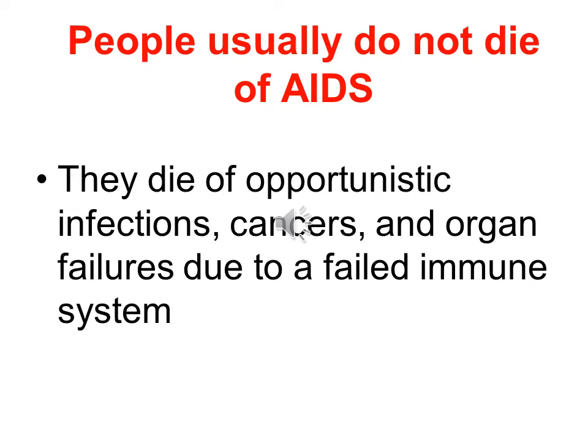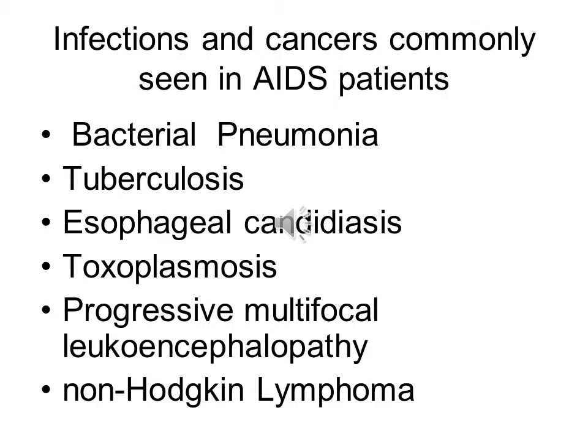People usually do not die from AIDS. They die from opportunistic infections, cancers, and organ failure due to a failed immune system. Masks and gloves are worn to protect the patient from the healthcare professional, not the other way around. Here are some infections and cancers that are commonly seen in AIDS patients.